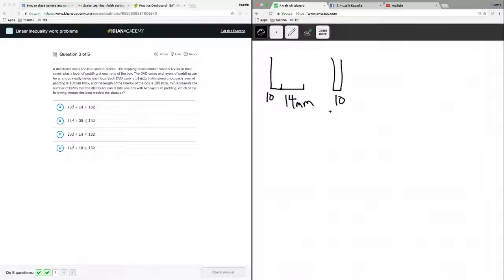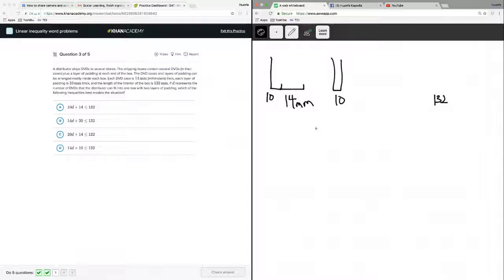And the length of the interior of the box is 132. So that's like the total of everything, 132. I'm going to put it over here for now. If D represents the number of DVDs that the distributor can fit into one box with 2 layers of padding, which of the following inequalities best models the situation?